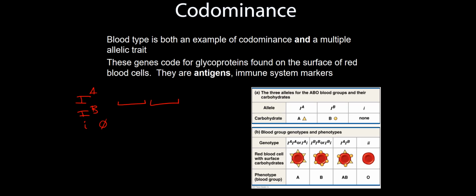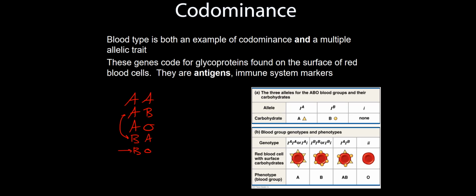So imagine this now. Remember, these are all with the I's here, but let's keep it simple. You can have either AA, you can have AB, or you can have AO. You can have BA, which would be the equivalent of AB. Those are the same. You can have BO, which is the smelly one. Get it? BO. And then you can have OO. So those are your genotypes.